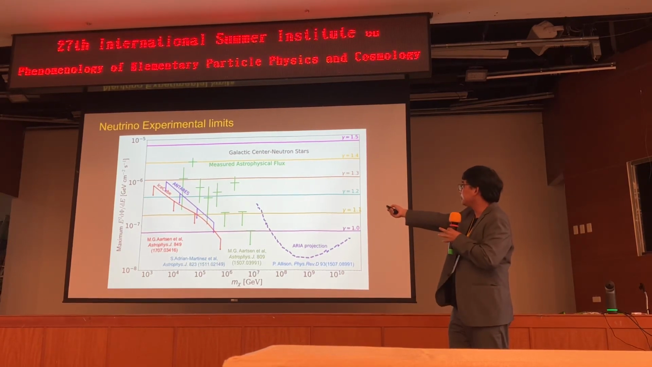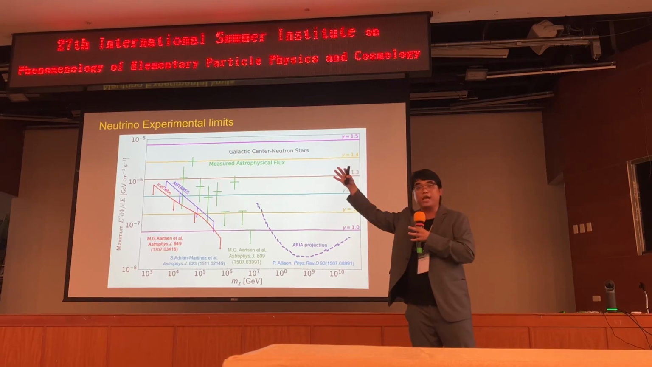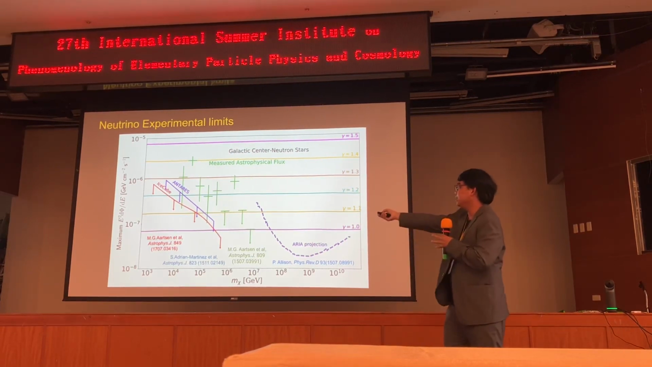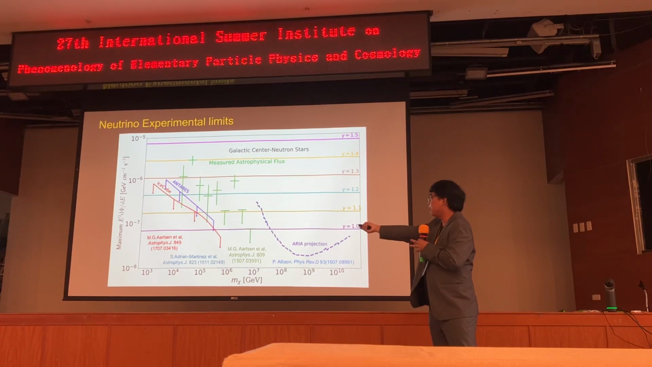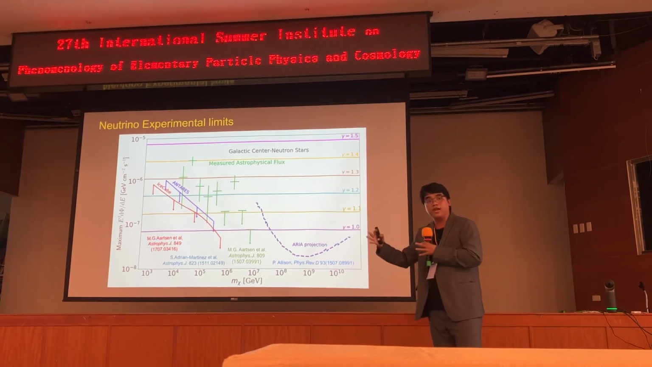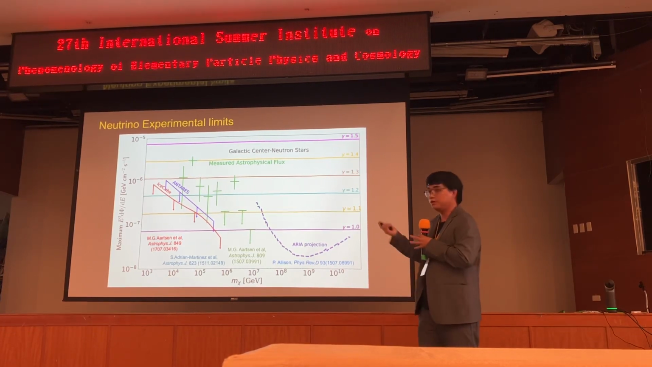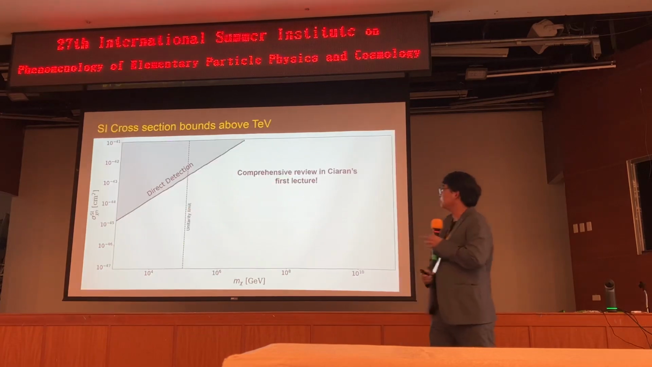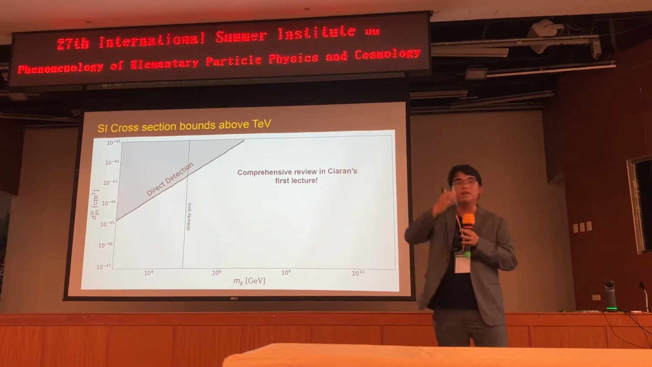These lines are the maximum flux we can get from this scenario, and you can see that no current experimental limit can constrain the dark photon model. So here's our money plot.